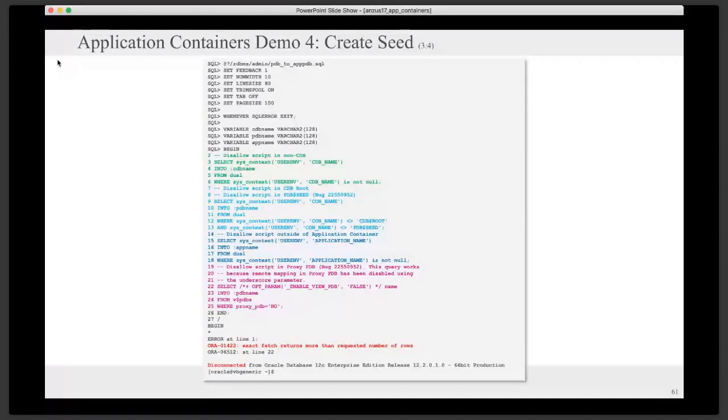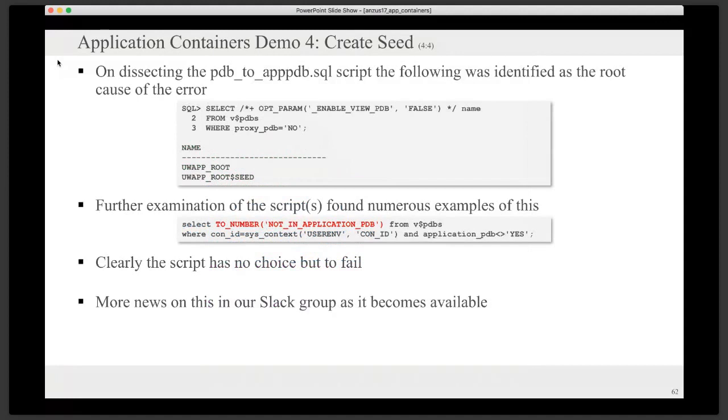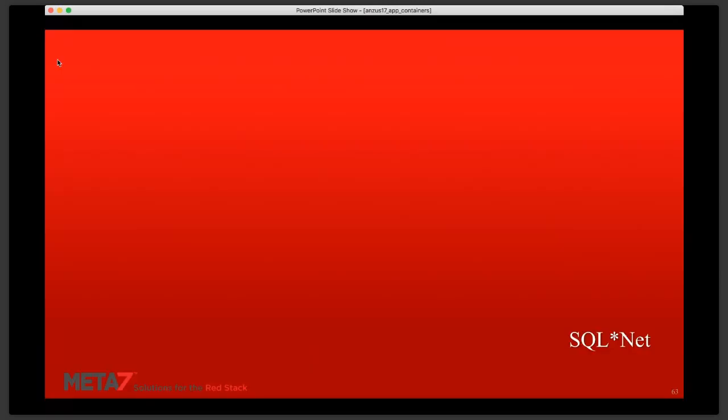What I then found was I figured out what was wrong, and I was able to make it work. That's just the nature of how some of those things go. But the database worked just fine, and the seed worked just fine. It was me making mistakes, and the error messages were not appropriate. Let's go to slide 65 on SQL*Net.